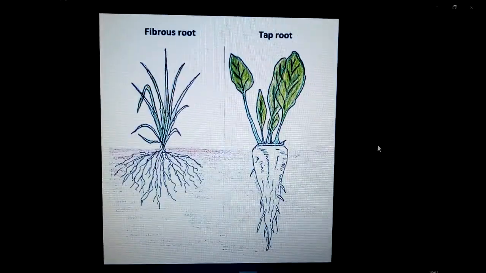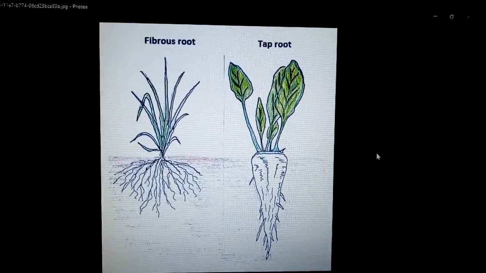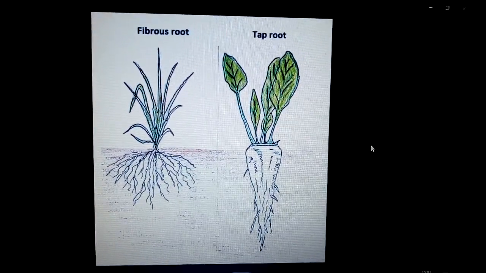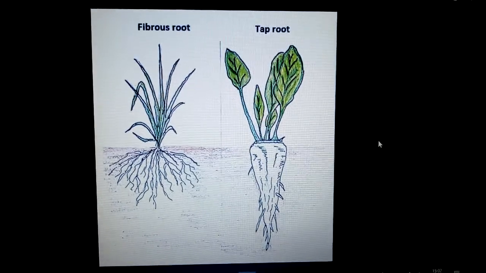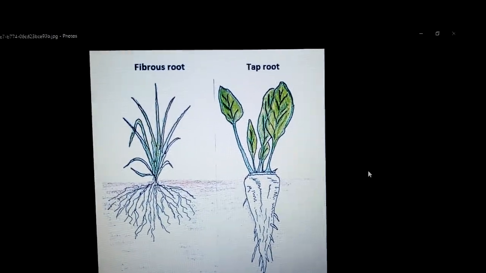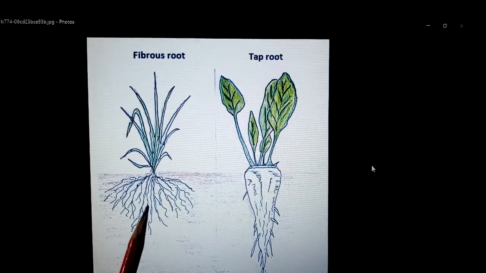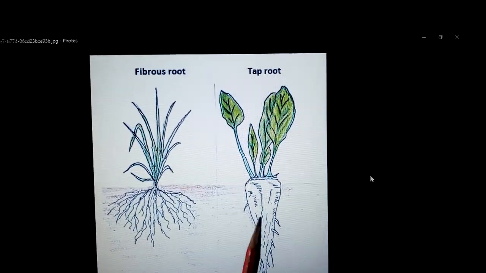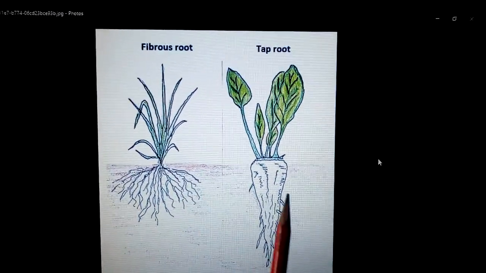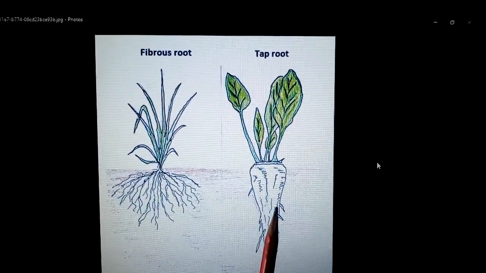We have already known about the different parts of the plant. Then we go forward to the different types of roots. Generally we find two types of roots, like this. First one is fibrous root, second one is taproot.